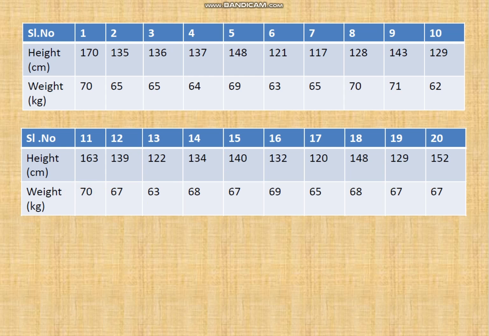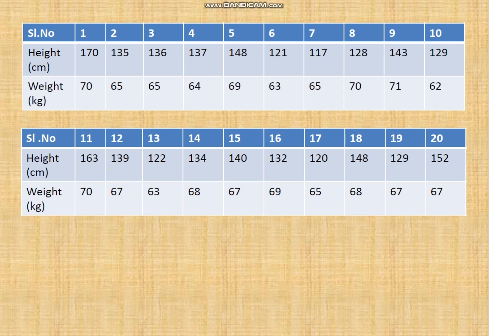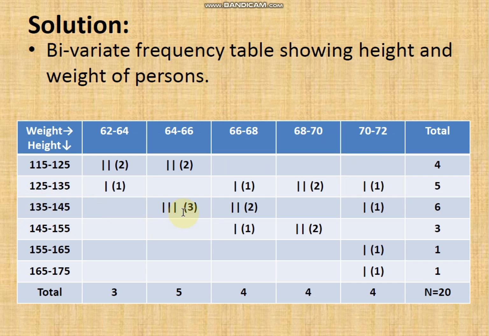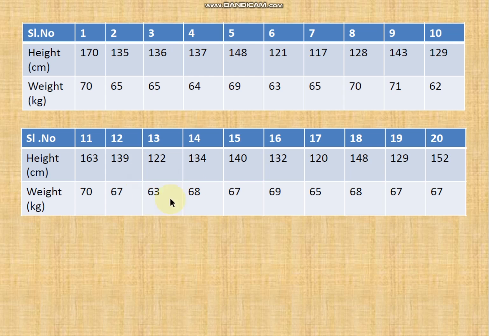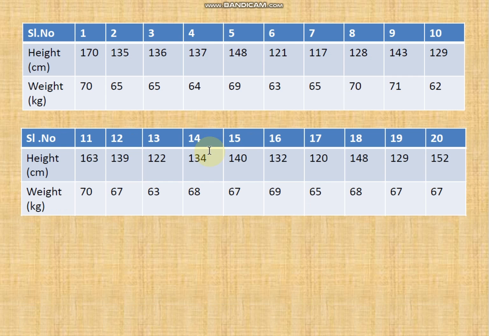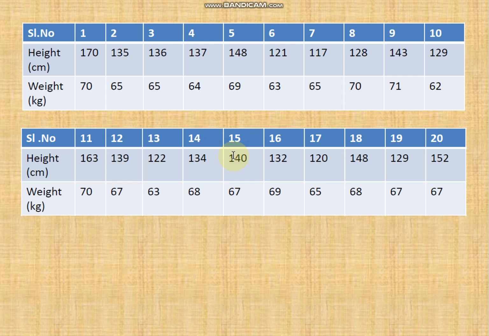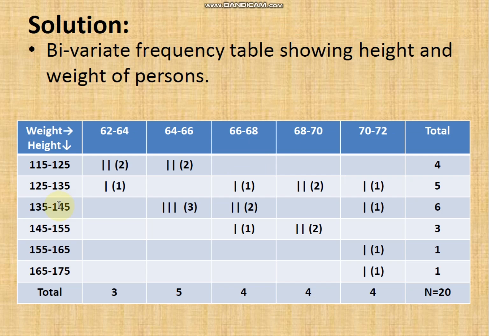163 and 70. So 163 lies here and 70 lies here. Hence one tally is stricken here. Similarly, 139 and 67. 139, 67. So another tally is stricken here. 122, 63. So another tally is stricken here. 134, 68. So one tally is stricken here. 140 and 67. So it is stricken here.